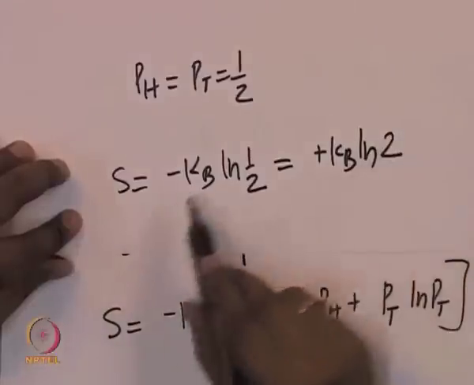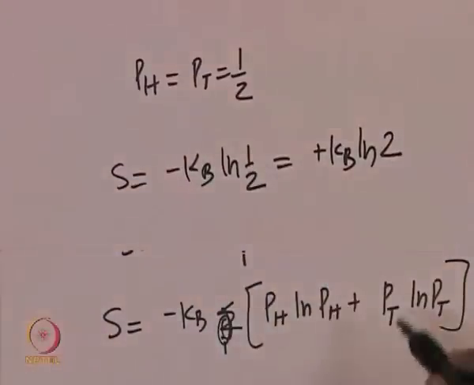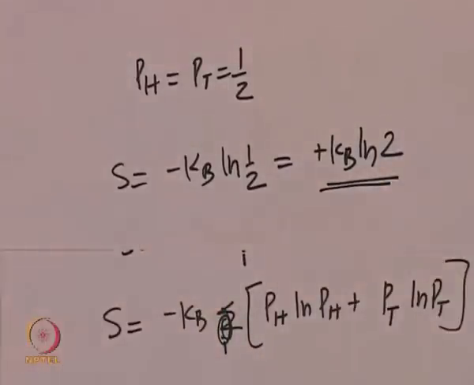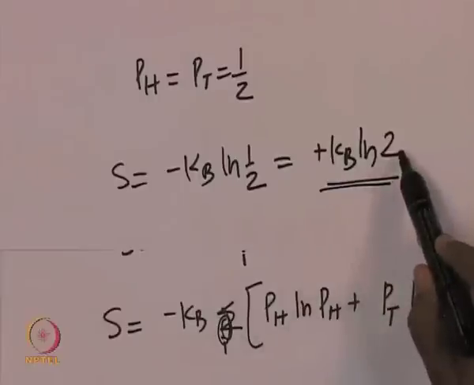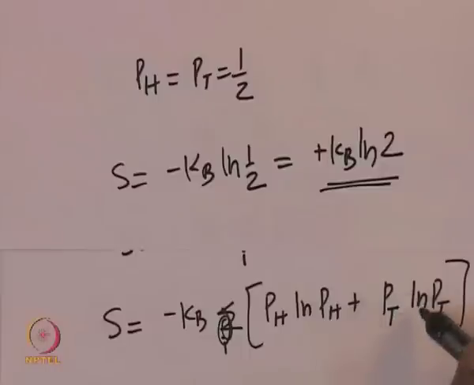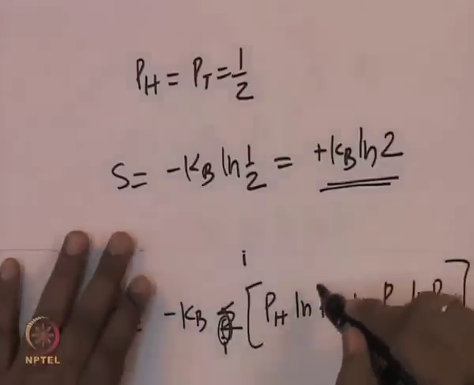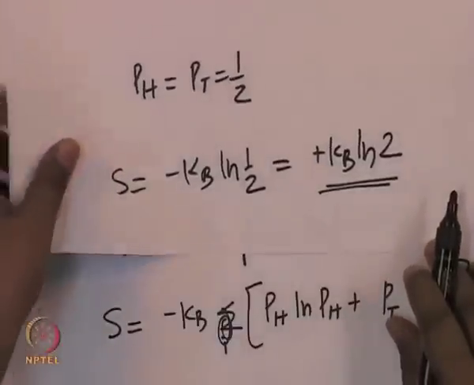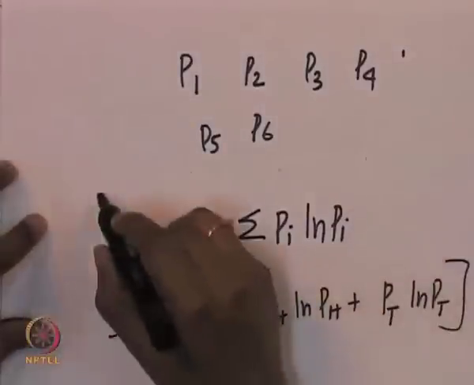So, if the probabilities are equal, you will get the old formula that log of number of states times K B. There are 2 states, head or tail, and K B log 2 will be the answer. So, when probabilities are equal, this formula will be equivalent to the formula of K B log omega. Otherwise, the general formula for entropy is basically this.